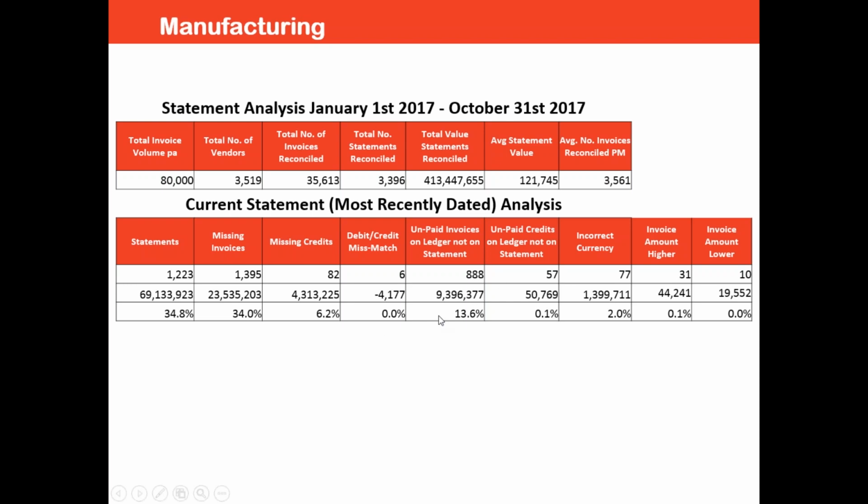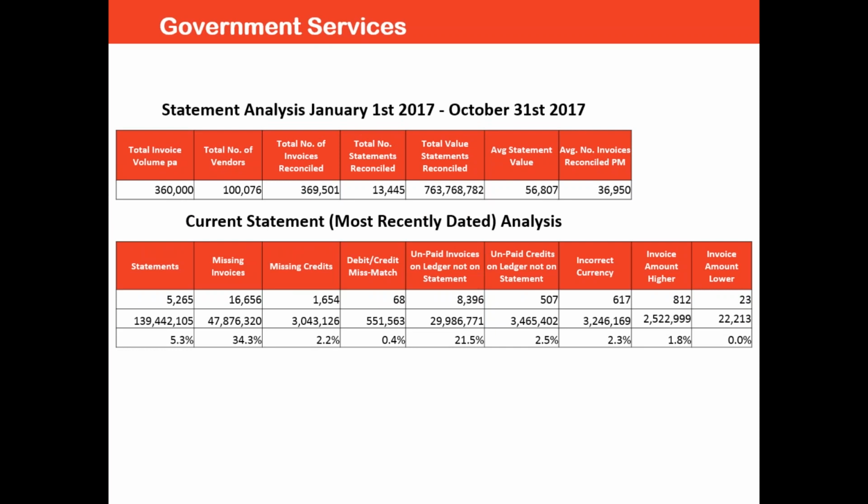But really, I think the glaring stats on this particular example are the missing invoices. 25 million pounds worth of missing invoices, which is 34% of the outstanding statement value, and then nearly 10 million pounds worth of invoices on the ledger which we're not being chased for. So hopefully that's clear.